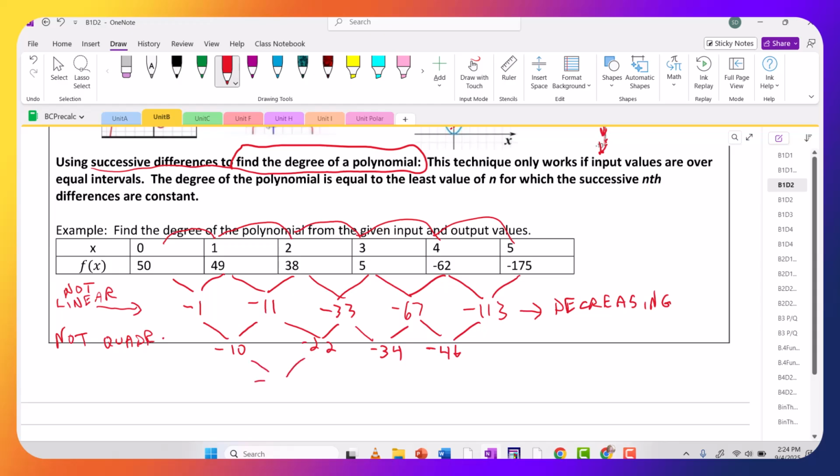Now this is down 12. This is down, hey, look at this, down 12 and down 12. So this means a cubic would match this perfectly in the future.